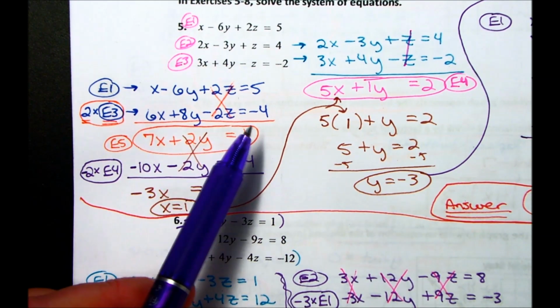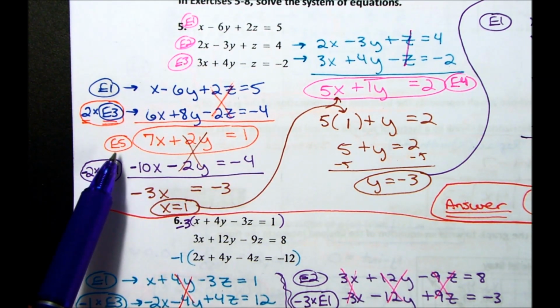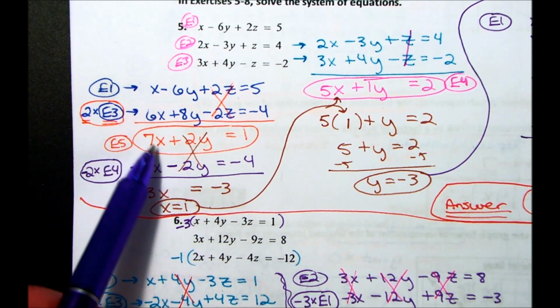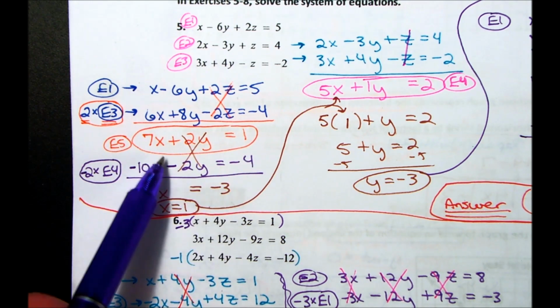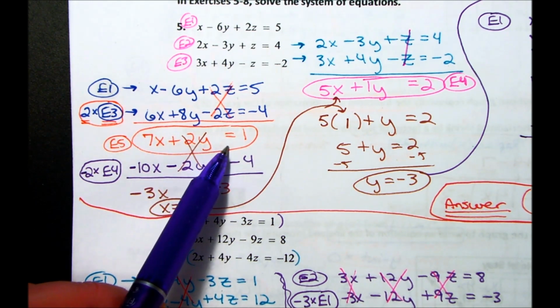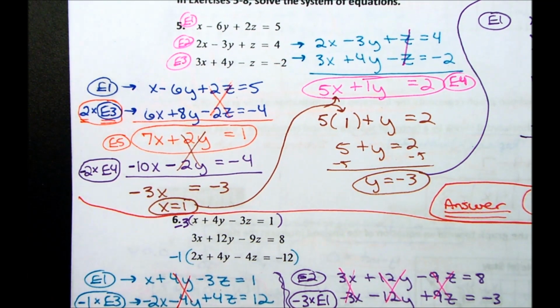Okay, so now we have our equation 5. When we combine our x's, our z's cancel, and combine your constants, so we get 7x plus 2y equals 1. All right, so what am I going to do next?